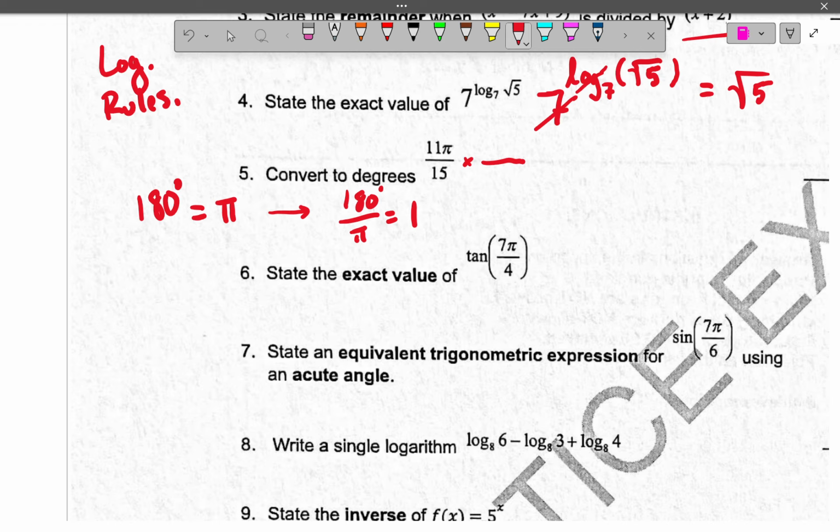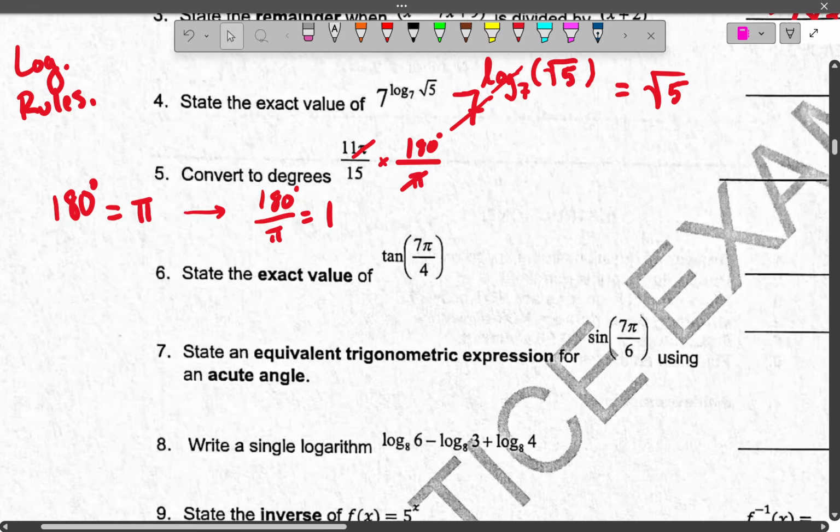And the reason why I'm going to get this answer in degrees is because I'm dividing both sides by pi, or the top and bottom, I'm sorry, by pi. So I don't have any more radians, and now I'm left with 180 degrees. So I'm going to have some answer times something in degrees, which is exactly what I want.